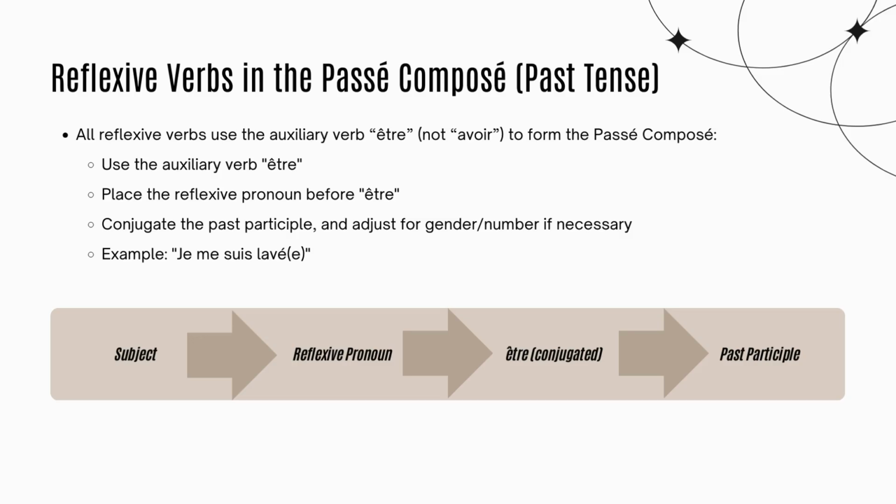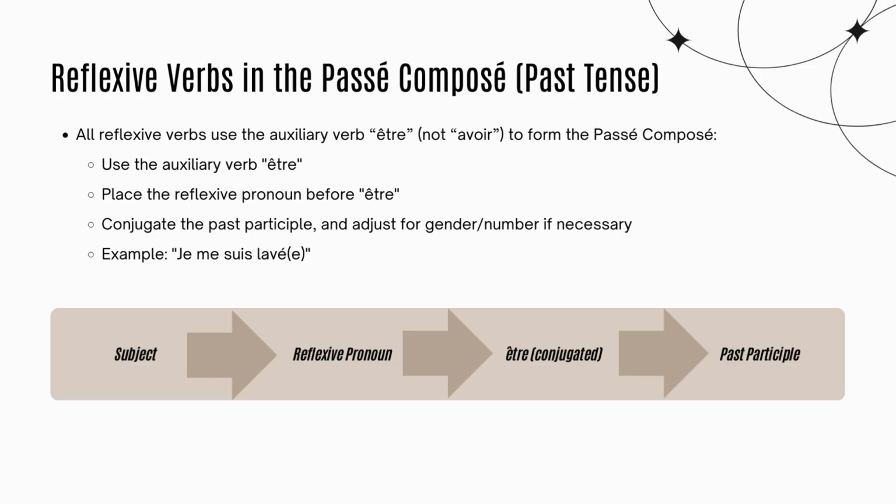If the subject is feminine or plural, make sure the past participle agrees in gender and number. Let's practice. Je me suis lavé for masculine. And then we have je me suis lavée, with an extra E at the end to mark the feminine. Notice how you cannot hear the difference between them. These are only for spelling.